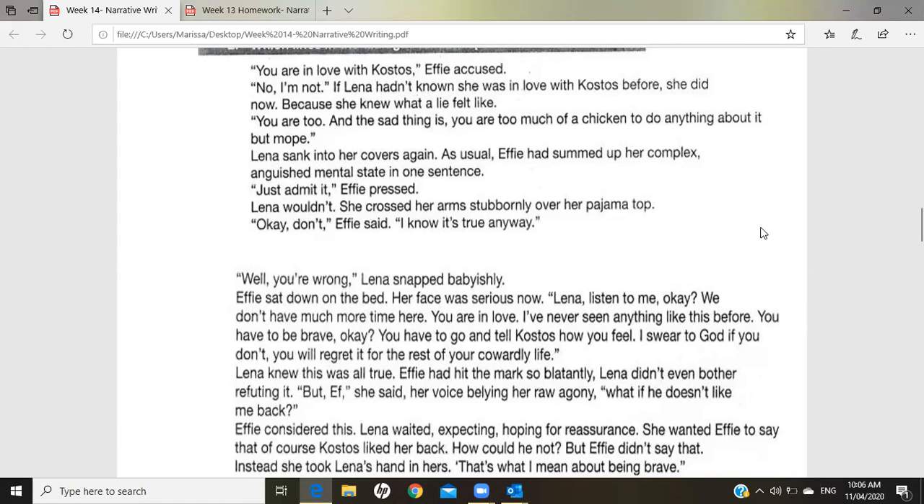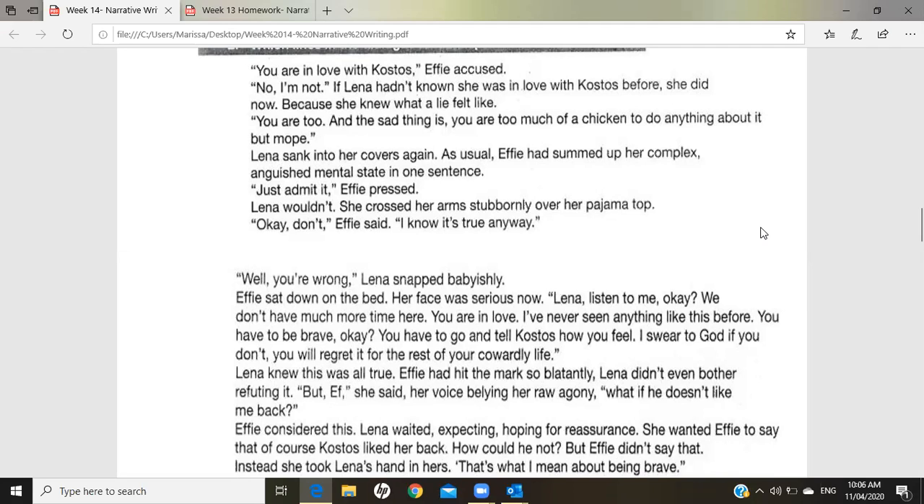Mm-hmm. Very good. And number two says, which lines in the dialogue reveal aspects of Lena's character? So based on all the descriptions we have of Lena's character, which lines tell you about her character? So let me hear from Sushmita. I didn't hear from you in a while.